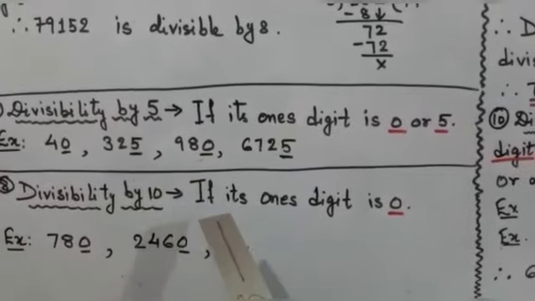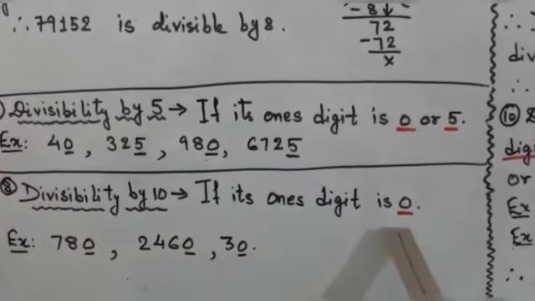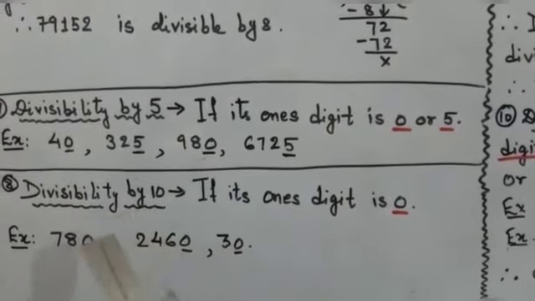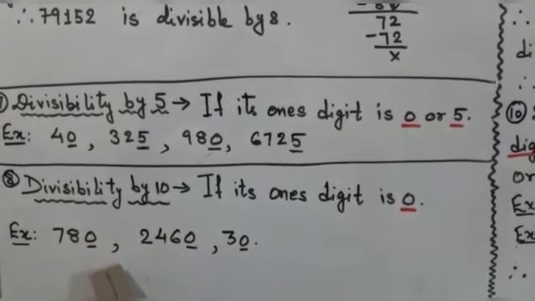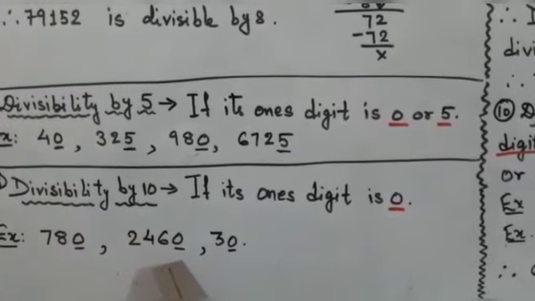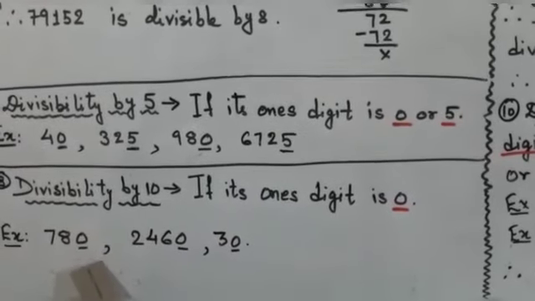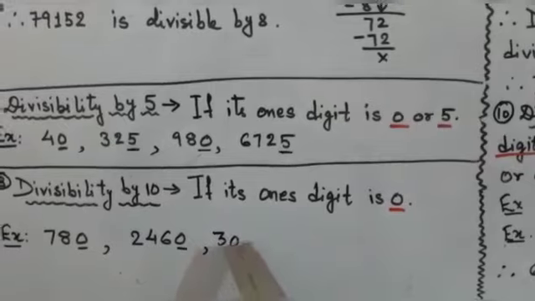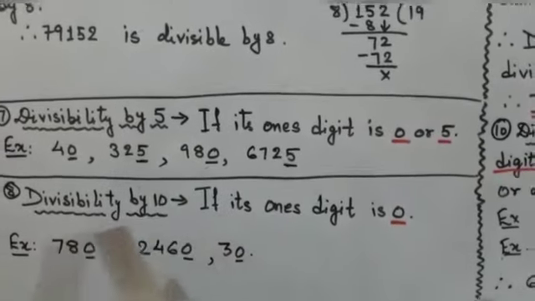Divisibility by 10. If its ones digit is 0, it is divisible by 10. 780, 2460, 30. Ones digit is 0. So all these numbers are divisible by 10.